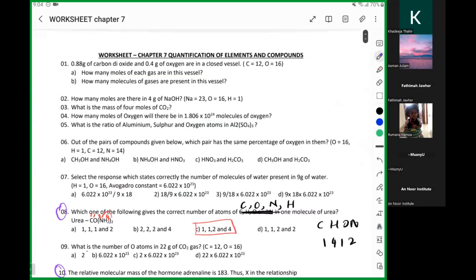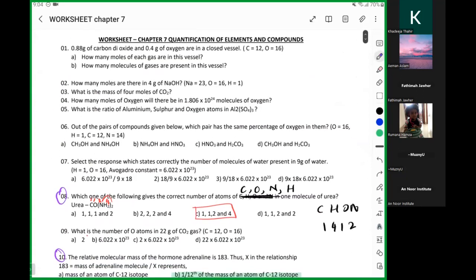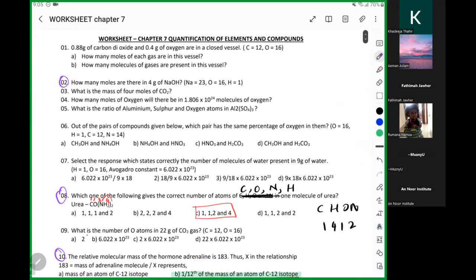Now can you all attempt something a little bit easier? Do number 2, number 3, 4 and 5. For now do this. So 4 questions. 5 minutes are enough.